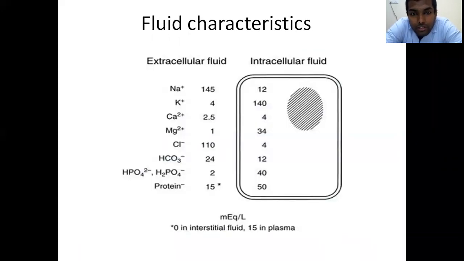Here again, it is showing the extracellular fluid, and inside the box is your intracellular fluid. The sodium of extracellular fluid is 145 milliequivalents per liter, whereas in intracellular fluid it is 12. The potassium is 4 extracellular and 140 intracellular. Calcium is 2.5 extracellular and 4 in intracellular compartments. Now, these are the three main things that might be asked for you in your MCQs: sodium, potassium, and calcium.